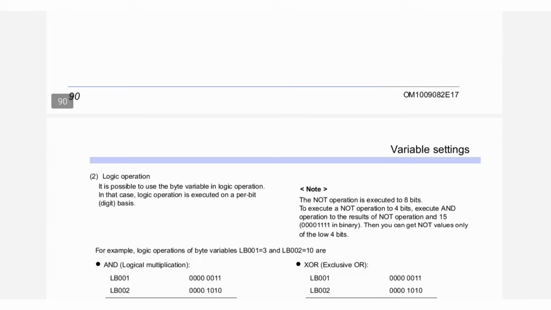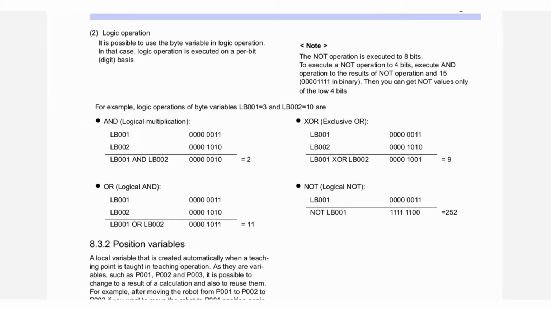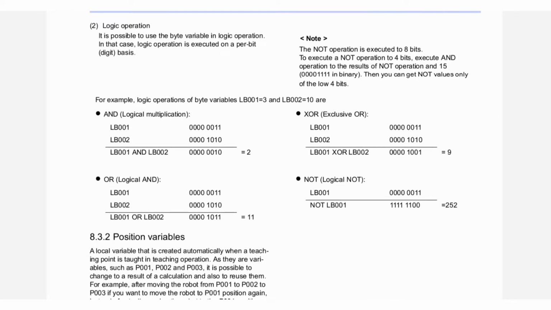Now next is the second topic, logic operation. It is possible to use the byte variable in logic operation. In that case, logic operation is executed on a per bit digit basis. Note, the NOT operation is executed on 8 bits. To execute a NOT operation on 4 bits, execute an AND operation on the result of the NOT operation and 15, which is 00001111 in binary. Then you can get NOT values only of the low 4 bits.